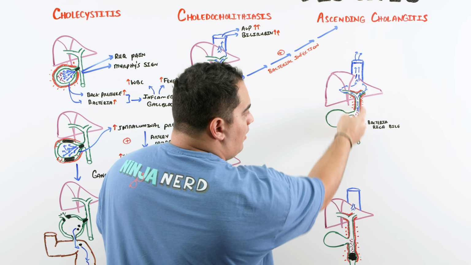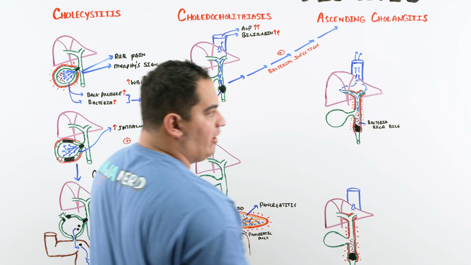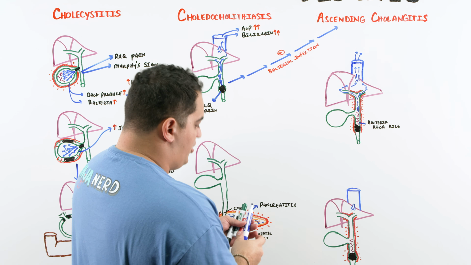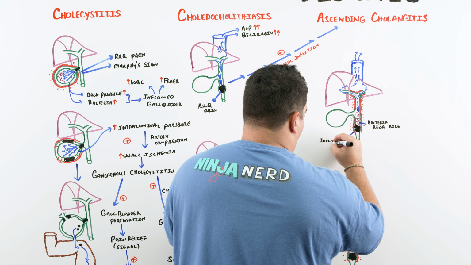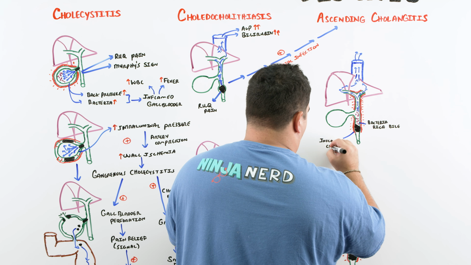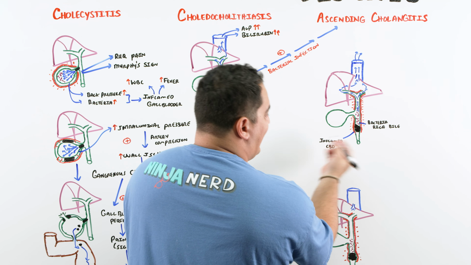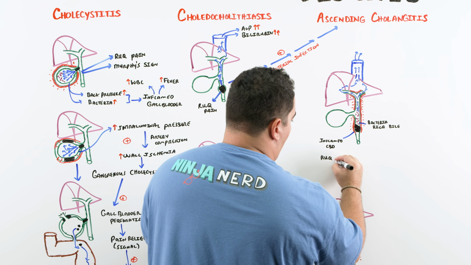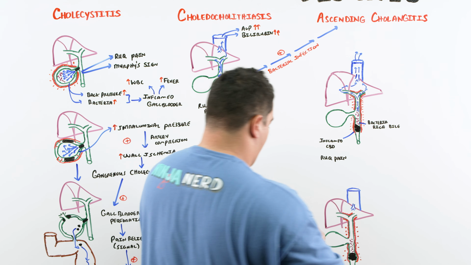It's going to cause inflammation, infection of all of this biliary duct. So you're going to get some angry, inflamed, let's actually write that down. You're going to get some inflamed ducts. Some inflamed common bile duct and hepatic ducts, and that's going to cause that classic right upper quadrant abdominal pain, right? Classic.